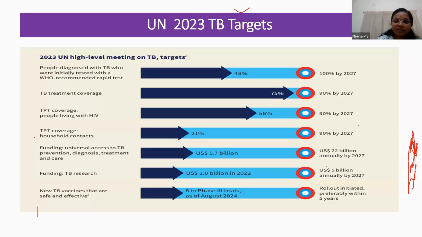So this is the UN high-level meeting target that is set for 2027. We have only 2 years left. So the expectation is that we should resort to 100% NAT testing by 2027. And the TB treatment coverage, now it is only 75%. We have to improve it to 90% by 2027. And the TB preventive treatment coverage has to be increased to 90% by 2027. This is what is being expected. And the TPT coverage for household contacts, now it is very low, only 21%. They have to increase it to 90% by 2027. This is the UN target that has been set for 2027.